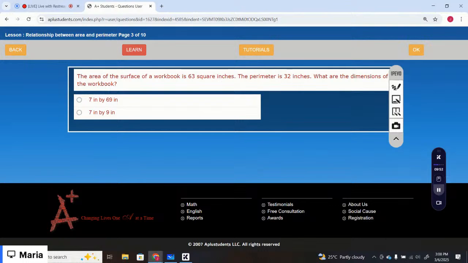Which is the correct option? Very good. That is the second one. 7 times 9 makes 63, and the sum of all the side lengths equals 32 inches. So option number 2 is the correct option. That is 7 by 9.